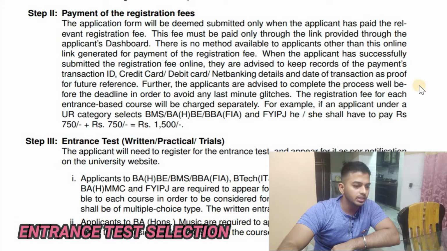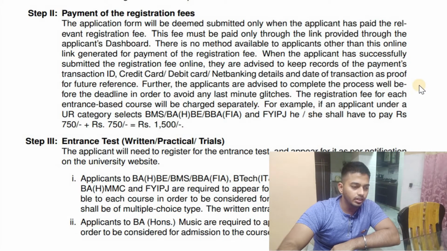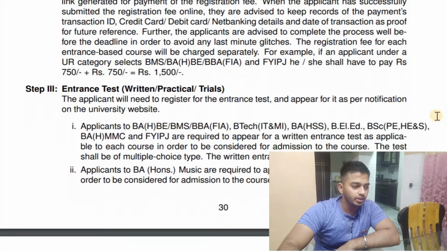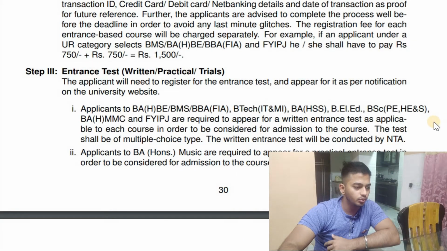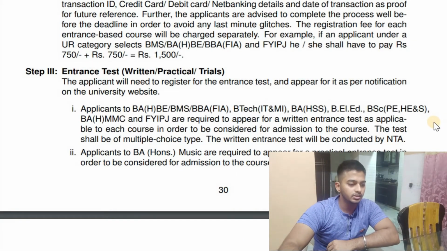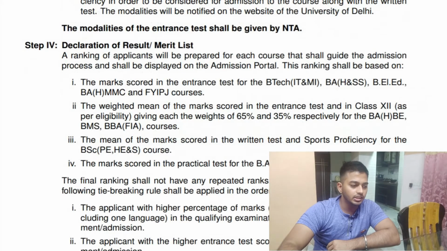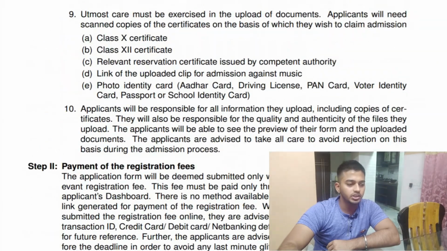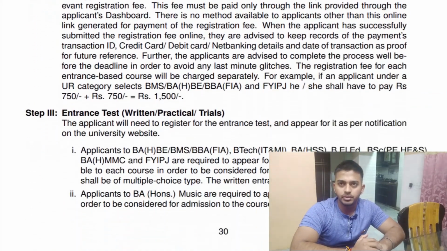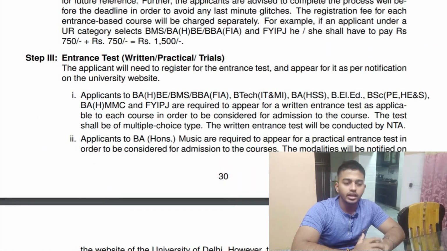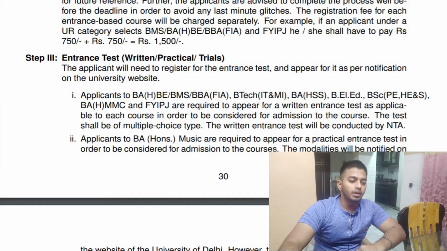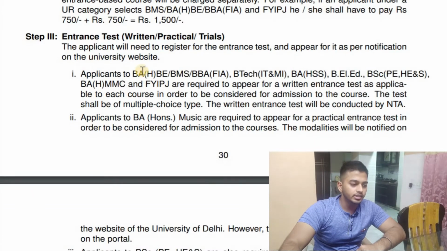Applicants to BA BMS are required to appear for a written test. Just like they told, it is entrance based, so they have to appear for a written test. BA Honors Music applicants appear for a practical entrance test in order to be considered for admission. In case you are going for BA Honors Music, then you have to appear for a practical entrance test in order to be considered for admission in the course.